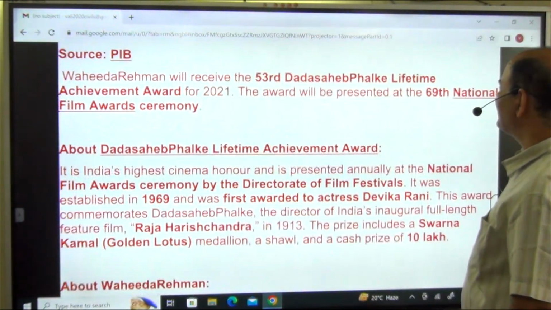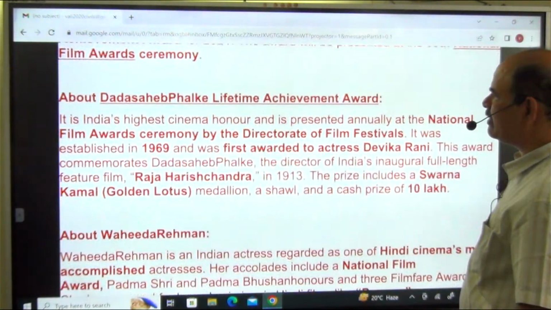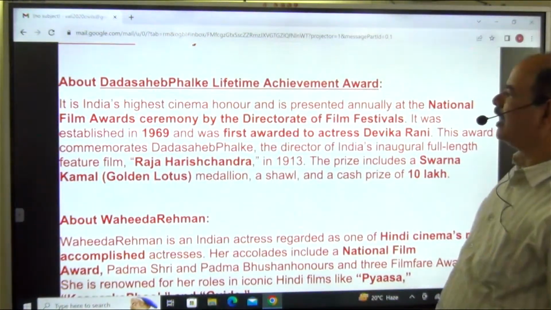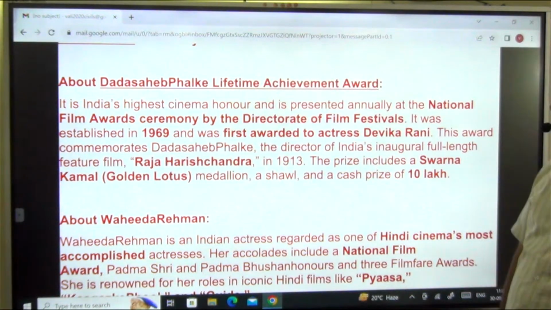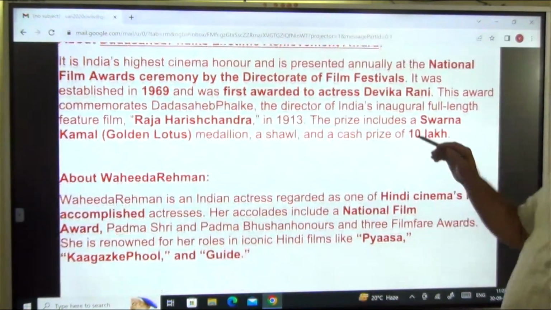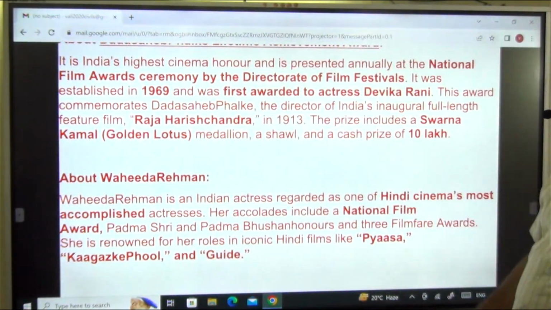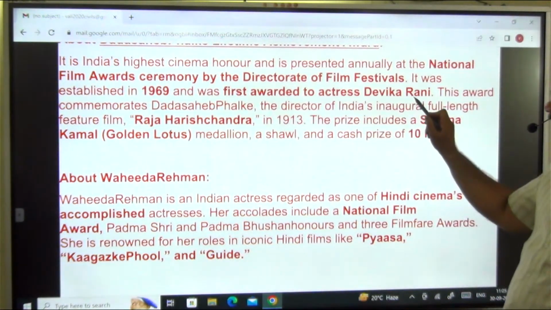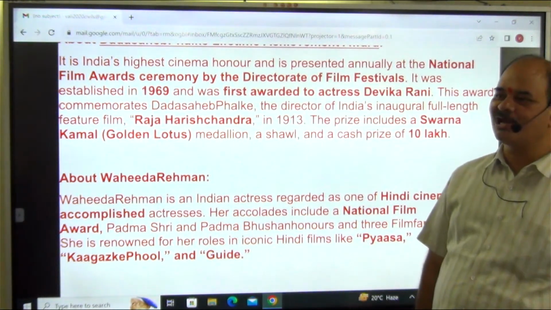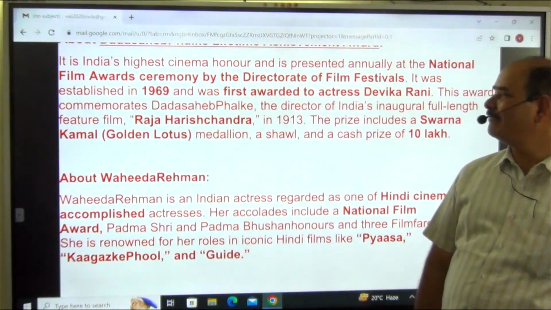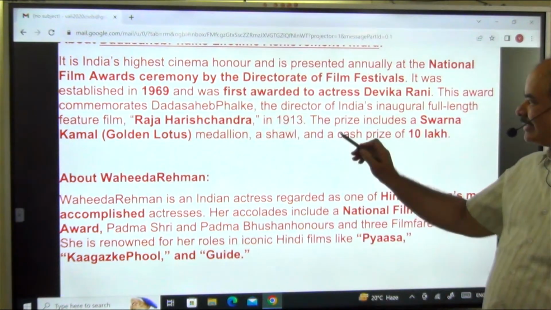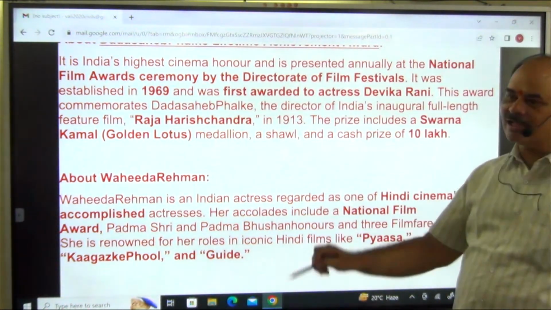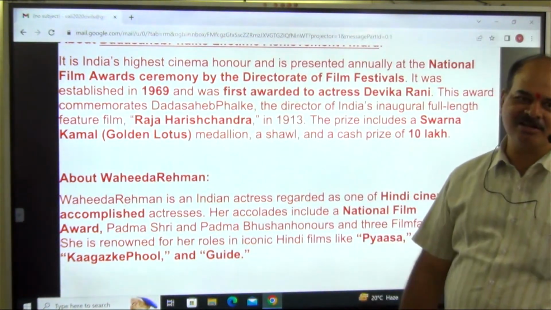It will be presented at the 69th National Film Awards ceremony, and it is the highest cinema honor. It was established in 1969. Remember all these things, and it was first awarded to actress Devika Rani. This is also very important. Nowadays, they are going back. This award commemorates Dada Saheb Phalke, the director of India's inaugural full-length feature film, Raja Harishchandra.